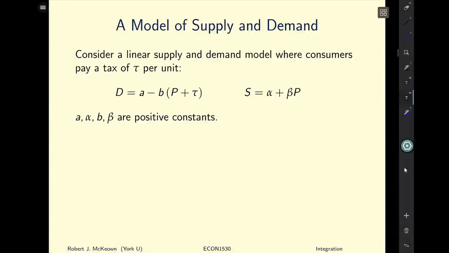Here's a question based on Econ 1000. We're going to look at supply and demand. So economists do a lot of work on supply and demand. Here we have a linear model. So you can see that when we're looking at demand, this little b is the slope, and when we're looking at supply, beta is the slope. And like most linear functions, there is a non-zero, in this case positive, constant.